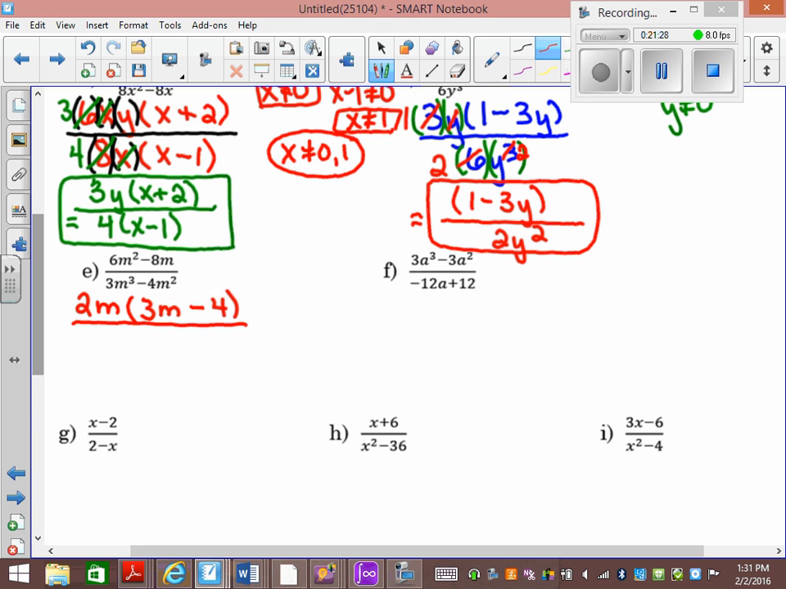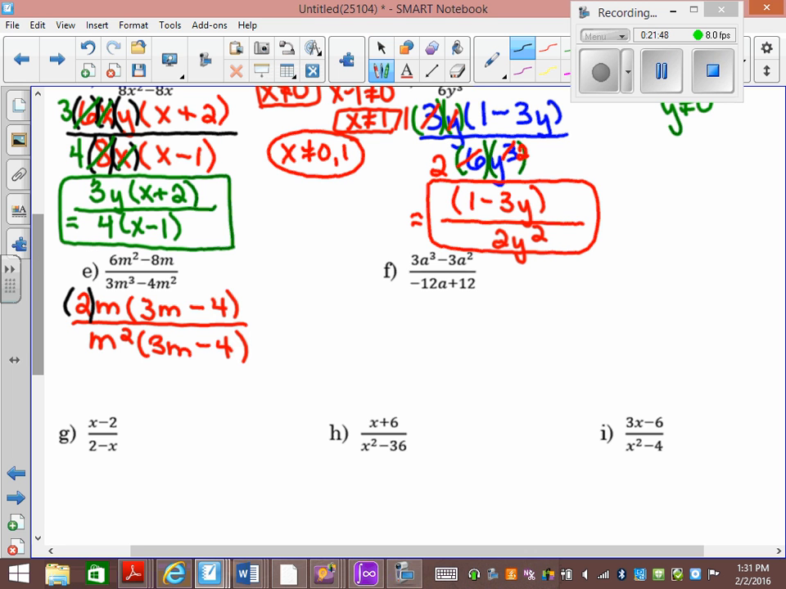And then on the bottom, I can take out an m squared. 3m cubed divided by m squared is 3m. Negative 4m squared divided by 4m is negative 4. And when people see 3m minus 4 over 3m minus 4, they want to cross them off right away because they're so excited that they match. But remember, we have to state NPVs first.